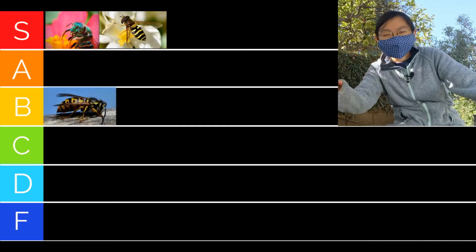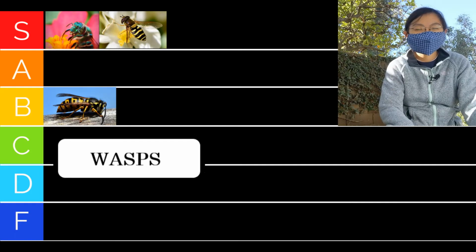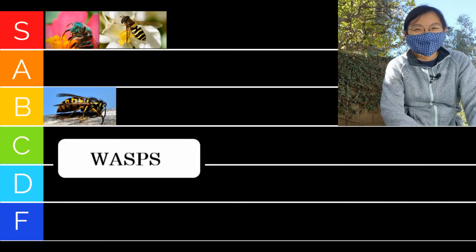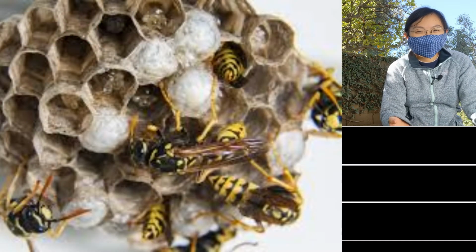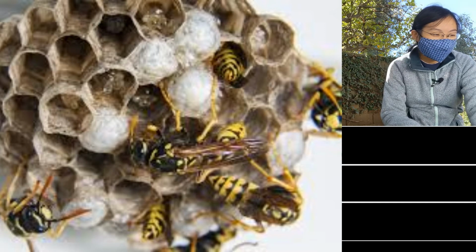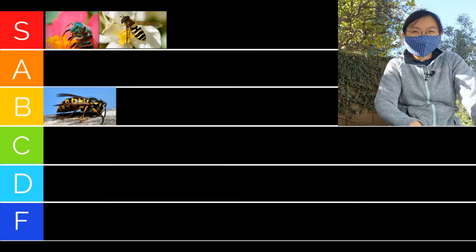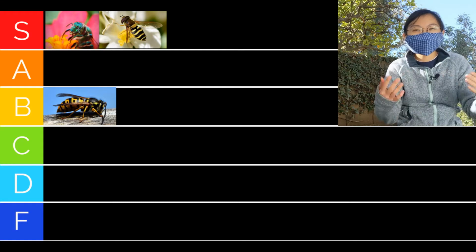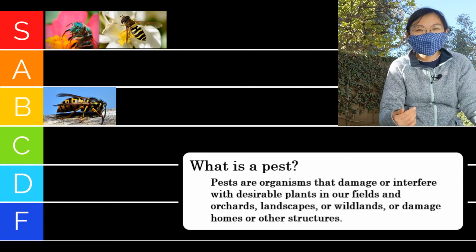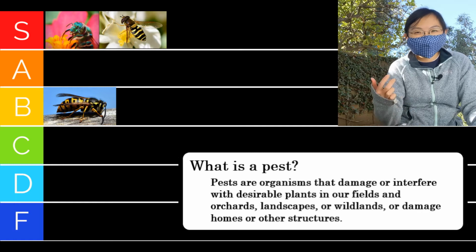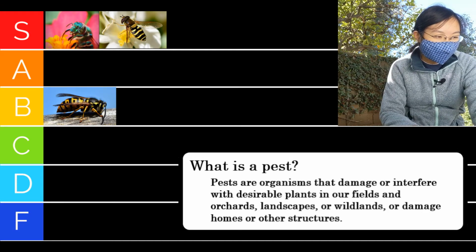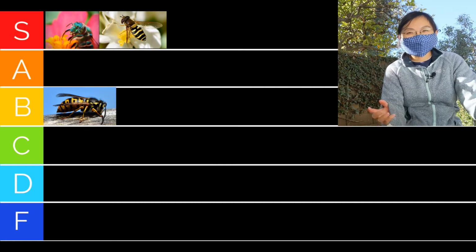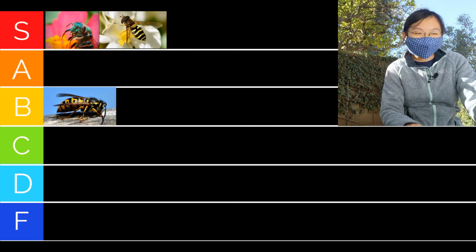So the next one we have is the predatory wasp, which I'm ranking as a B tier. Even though these insects are super useful to have in your garden, they can cause a bit of pest issues if you have a lot of them, but they are pretty useful overall. They help to consume a lot of your pest insects in the garden, such as caterpillars and some really nasty beetles that you don't want. But as you know, they can still sting you, so that's a problem.